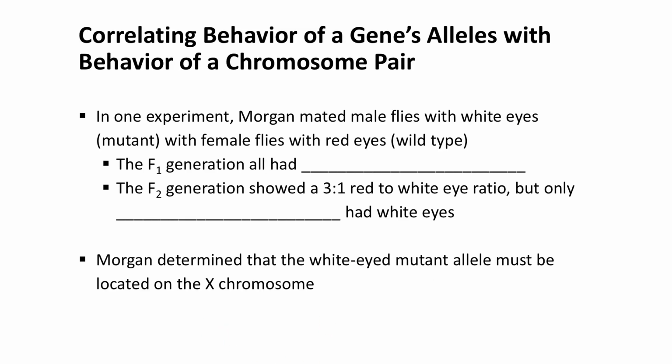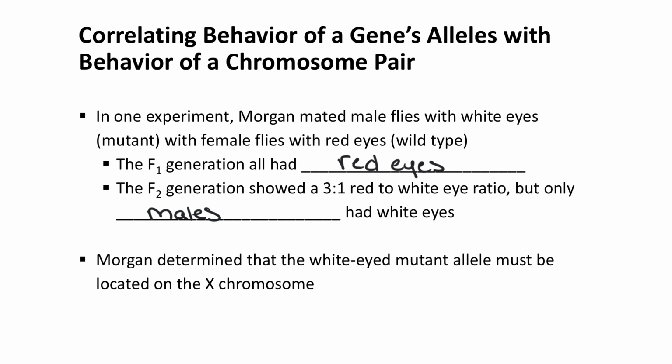In one experiment, Morgan mated male flies with white eyes, which are the mutant type, with female flies with red eyes, which were the wild type. The F1 generation all had red eyes. The F2 generation, when he crossed the F1 generation together to make the F2 generation, showed a 3-to-1 red to white eye ratio, but only the males had white eyes.